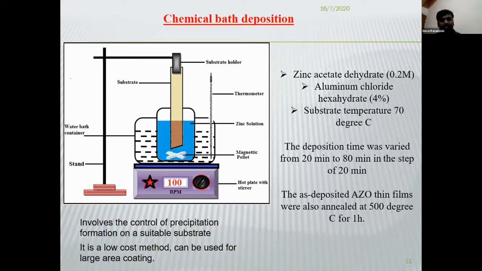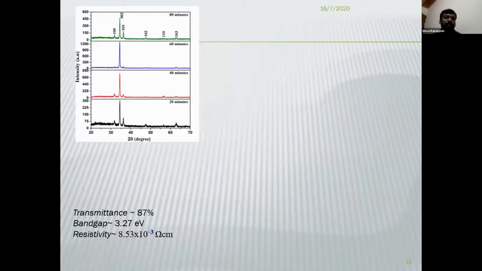What is the purpose of annealing? Annealing can improve the uniform arrangement of atoms on the substrate. So these are the X-ray powder diffraction results. Here we can see that by increasing the deposition time from 20 minutes to 80 minutes, the XRD peak intensity of the 002 plane is considerably increasing. It reached maximum intensity at 60 minutes, which confirms the high crystalline quality of this material.